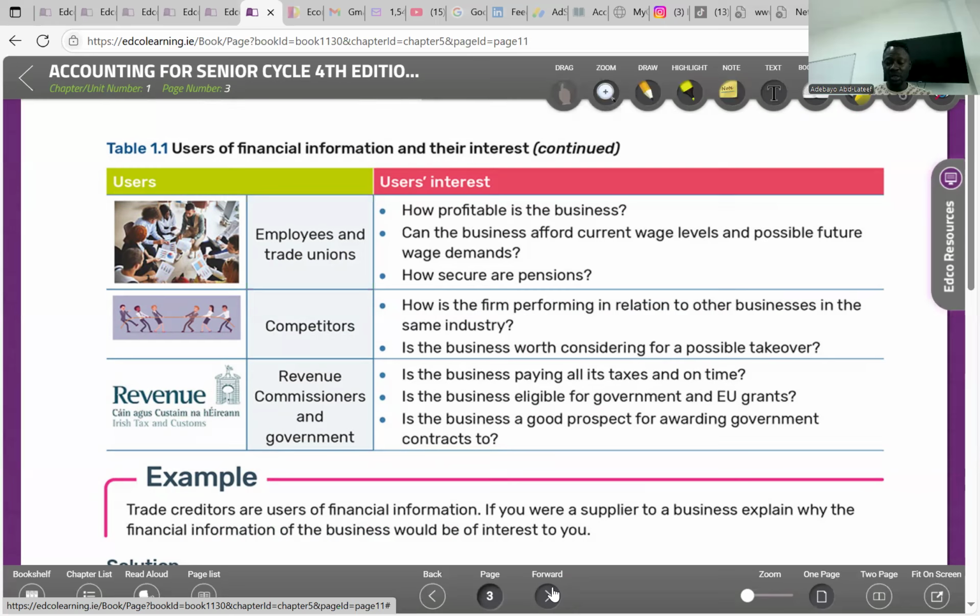How secure are pensions? They want to know what they earn at the end of their tenure, when they have to go for their gratuity at the end of their working years. They want to be sure about their pensions too.